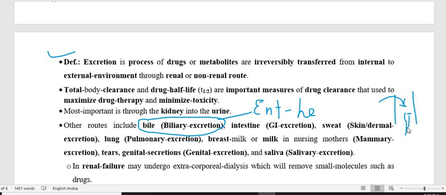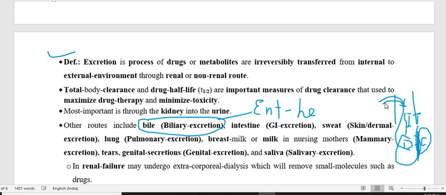This is usually in the conjugated form. So what will happen if the drug is in conjugated form? Once it comes into the GI tract through biliary excretion, with the help of GI enzymes, the conjugate gets disrupted, and therefore the drug gets freed. Once the drug is freed in the GI tract, it again gets reabsorbed.